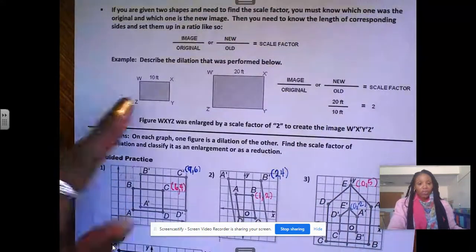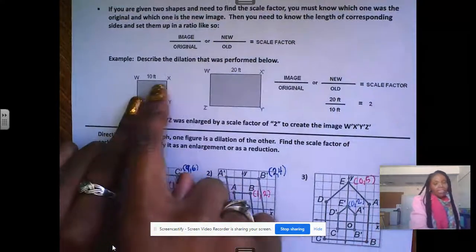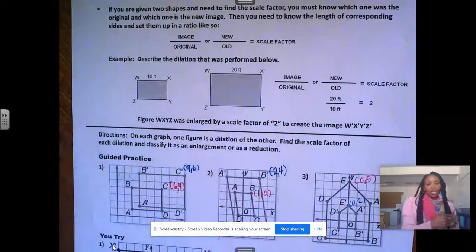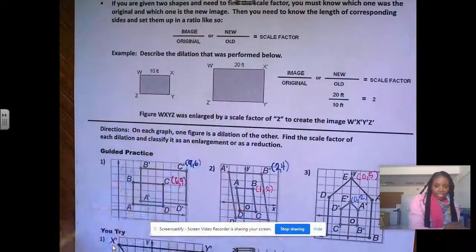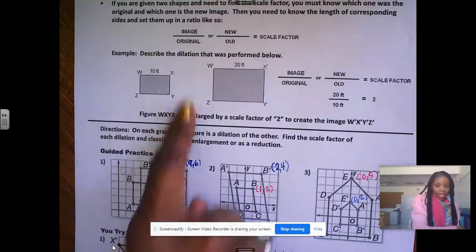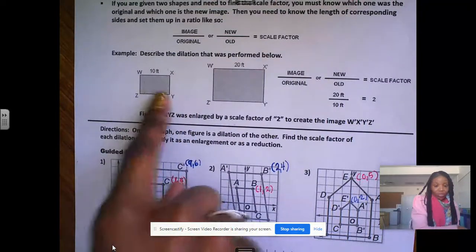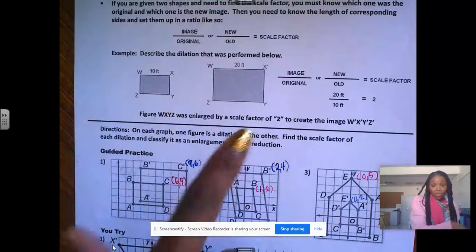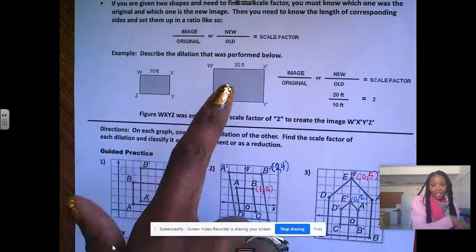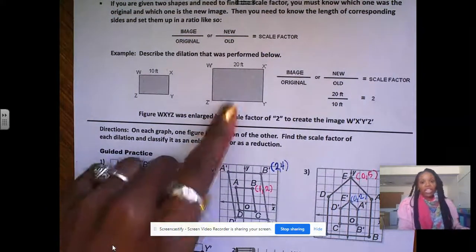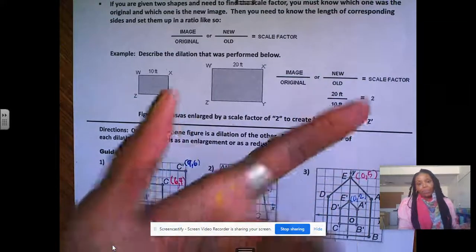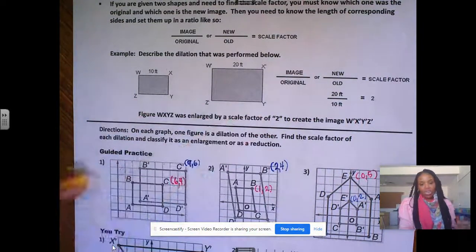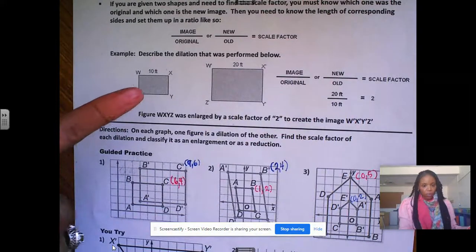Okay, and on this figure, it has to be corresponding sides. That means they have to be in the exact same places. Here, they make it easy for you because the 10 and 20 are in the exact same place. You can see that the 10 is the original because they're regular letters, and that the 20 is the new because they have your little tick marks. So you're going to take that 20 and divide it by 10, and you see that you have to multiply this 10 by 2 to get your 20, so the scale factor is 2, and it's an enlargement. You can clearly see that this went from smaller to larger.